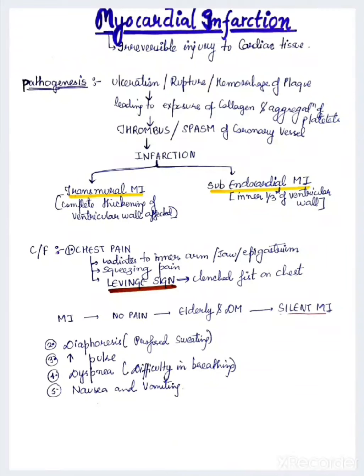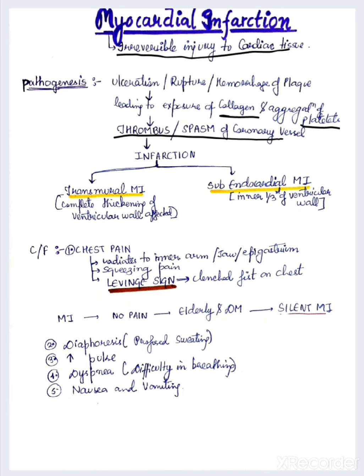Hey everyone, now let's learn about the myocardial infarction. It is irreversible injury to cardiac tissue. Now let's see the pathogenesis. Ulceration, rupture or hemorrhage of plaque leading to exposure of collagen, an aggregation of platelets, and thrombus or spasm of the coronary vessel leading to the infarction.